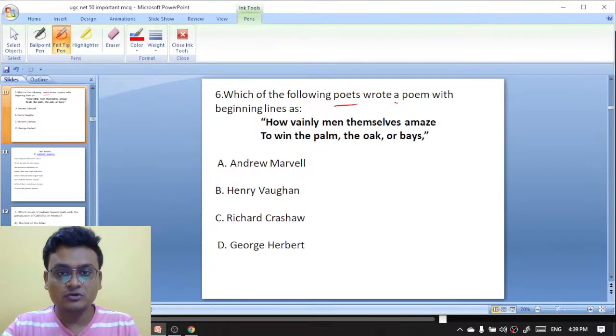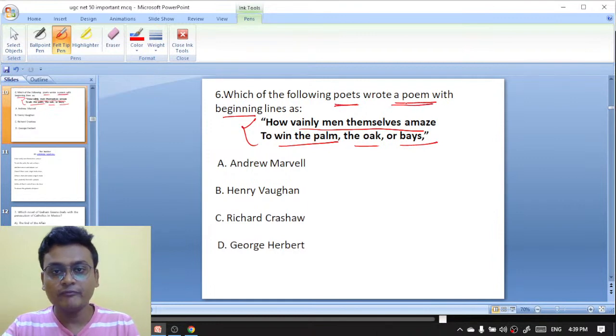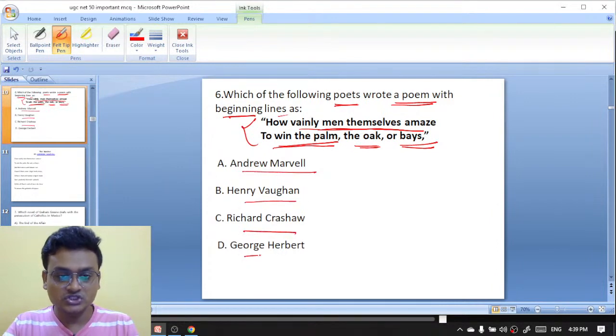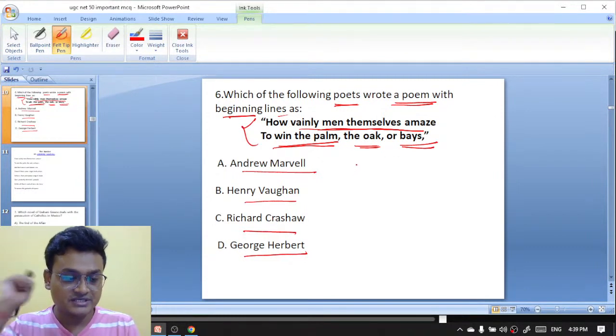Which of the following poets wrote a poem with beginning lines such as: How vainly men themselves amaze to win the palm, the oak, or bays. So these are the opening lines of a poet's poem. The options are Andrew Marvell, Henry Vaughan, Richard Crashaw, George Herbert, all metaphysical poets. What would be the answer to question number 6 here?